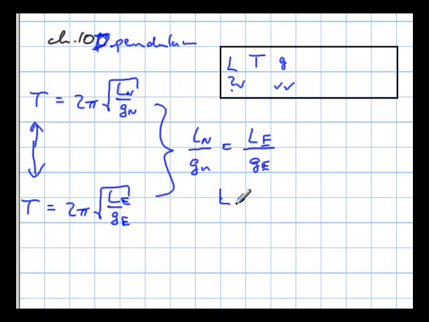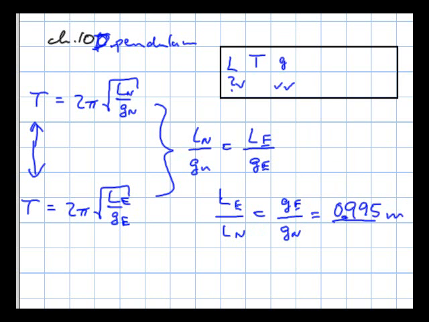So I'm going to do Le over Ln is the same as Ge over Gn. Okay, this one is slightly less than this one, therefore I should come up with something less than 1, and when you calculate this out, it's going to be 9.78 divided by 9.83, and I come up with 0.995 meters as the new length.